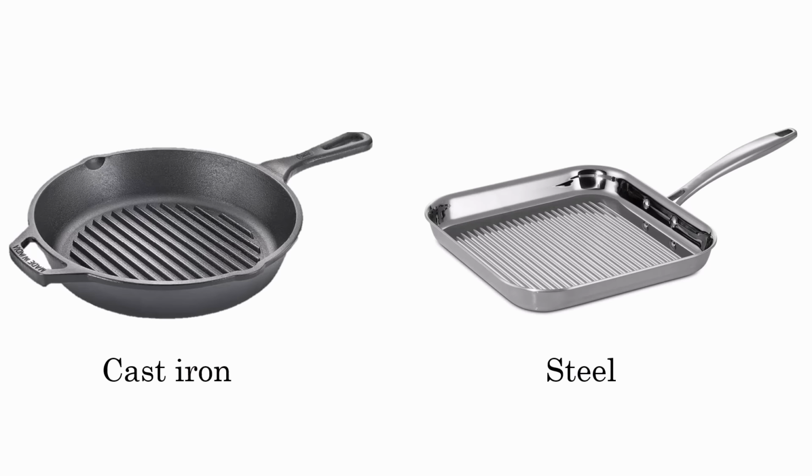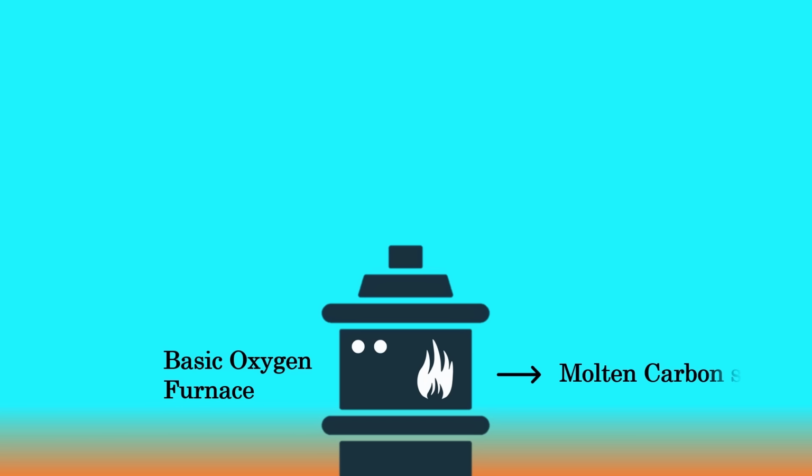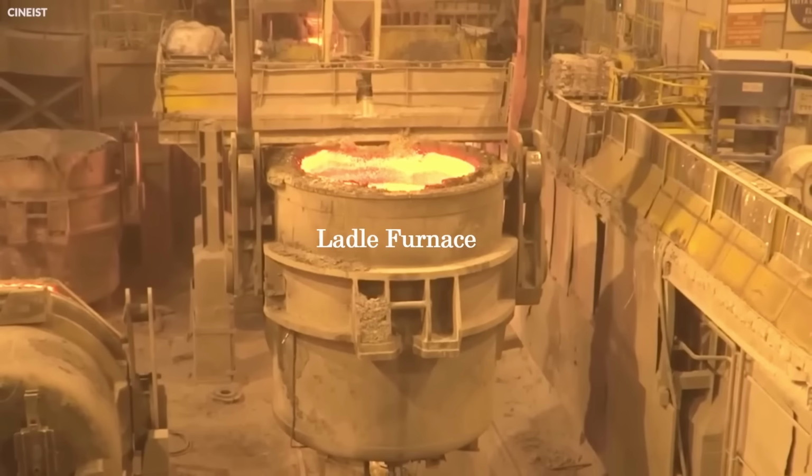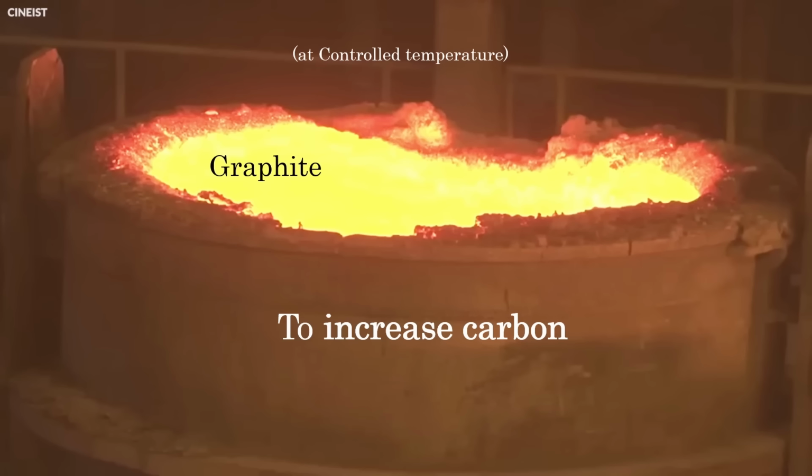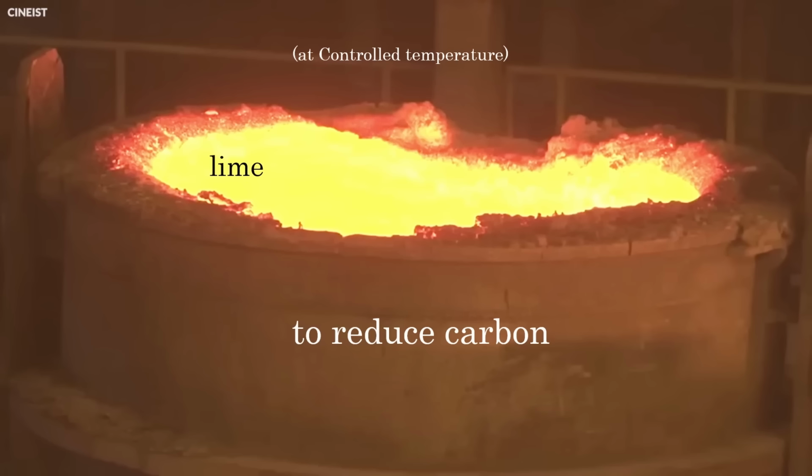And this is why making low carbon steel takes more effort and more cost than making high carbon steel. This is why cast iron, which has over 2% carbon, is cheaper than steel. Now, the output from the BOF is carbon steel, which is poured into a ladle for further refinement, where we adjust the carbon level precisely. To increase the carbon, we add carbonizers like graphite or petroleum coke. And to reduce the carbon, we use lime or oxygen lancing.